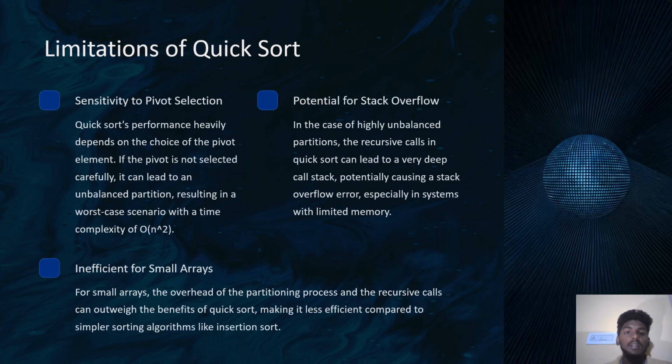Limitations of Quicksort. Sensitivity to pivot selection: Quicksort's performance heavily depends on the choice of the pivot element. If the pivot is not selected carefully, it can lead to an unbalanced partition, resulting in a worst case scenario with a time complexity of O(n²) and potential stack overflow. In the case of highly unbalanced partitions, the recursive calls in Quicksort can lead to a very deep call stack, potentially causing a stack overflow error, especially in systems with limited memory.